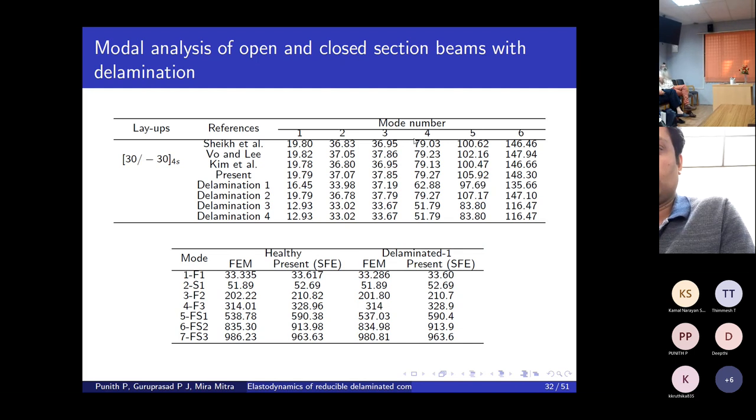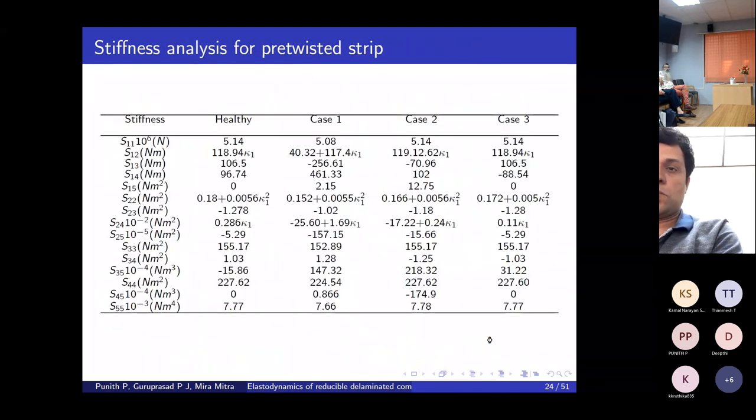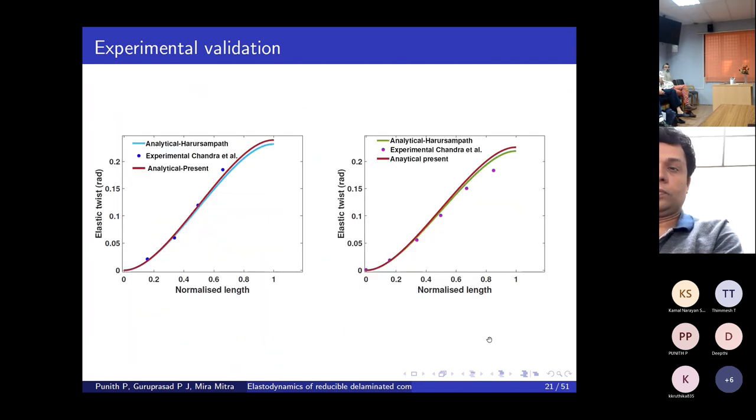Yes. I'm a master's student here and I'm also working on a similar area. Could you go to the static validation case that you showed? I think it's around slide 20. Here you're considering elastic twist coupling, right? For the 1D case, you're using the stiffness matrix that you get from the cross-sectional analysis. How are you solving the 1D equation?